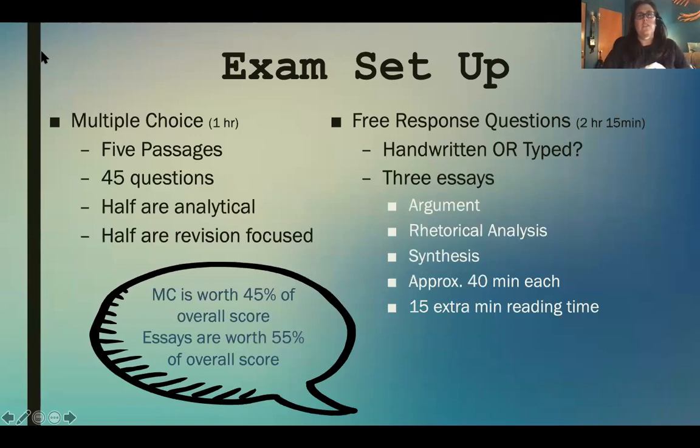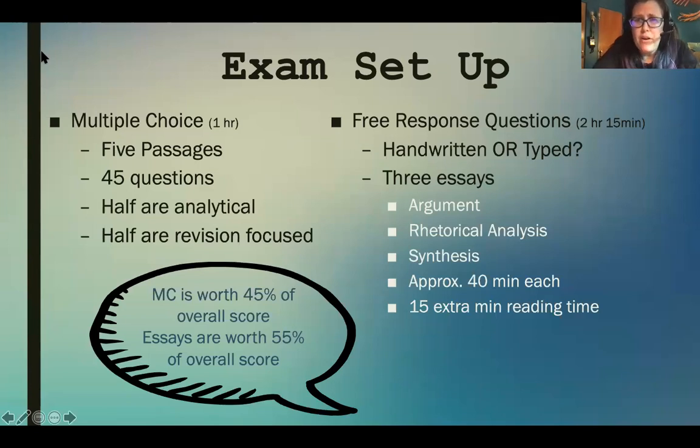All right, so the AP exam setup is two sections. The first section is multiple choice, and there's an hour given for that. It consists of 5 passages, 45 questions, which is a little bit longer than the pretest you just took. That one was 40 questions in 4 passages. Half of them are analytical and half are revision focused, which we'll talk about more in a second.